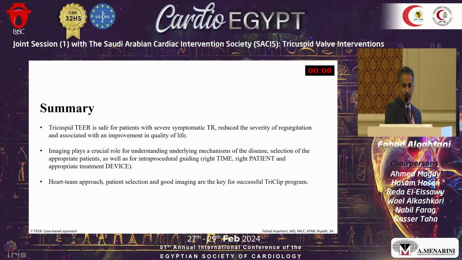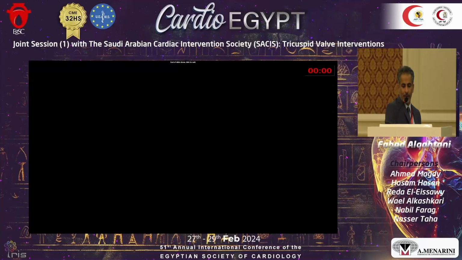In summary, tricuspid TEER is safe for patients with severe symptomatic TR, reduces the severity of regurgitation, and is associated with improvement in quality of life. Imaging plays a crucial role in understanding the underlying mechanism of the disease, selection of the appropriate patient, as well as intra-procedural guiding. Right time for the right patient and appropriate treatment device. Our team approach, patient selection, and good imaging are the key for a successful tri-clip program. Thank you.